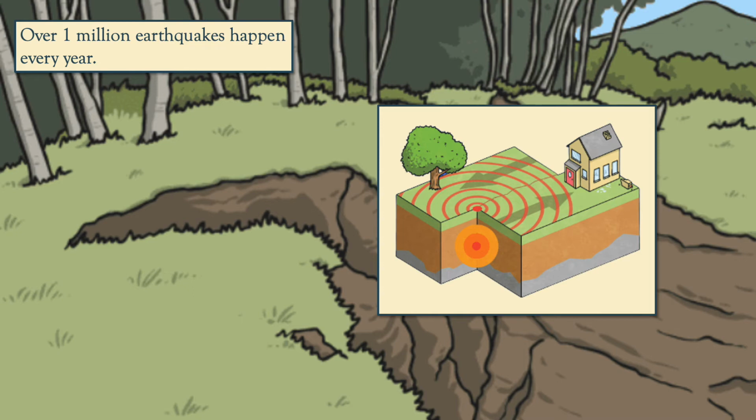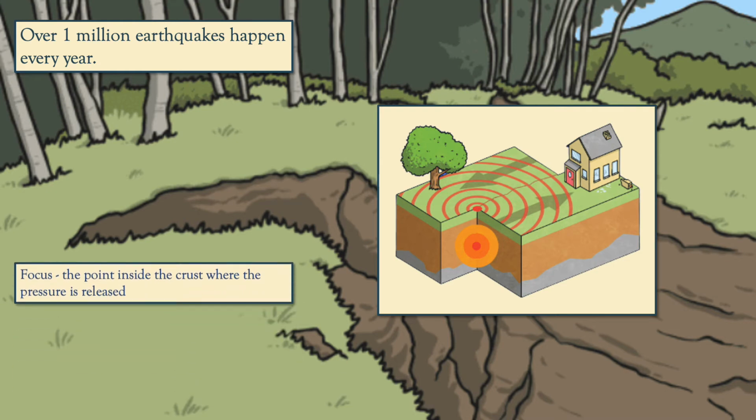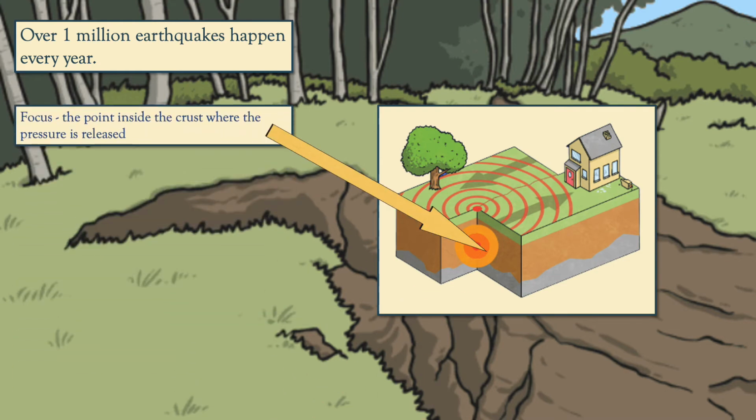There are 4 main parts to an earthquake which we need to learn about. Part number 1 is the focus. This is the point inside the crust where the pressure is released. So this is the bit deep inside the ground where eventually that friction has become too much between the plates and it is suddenly released.